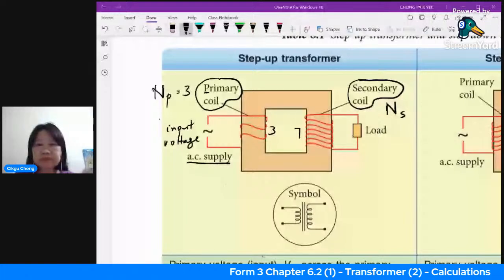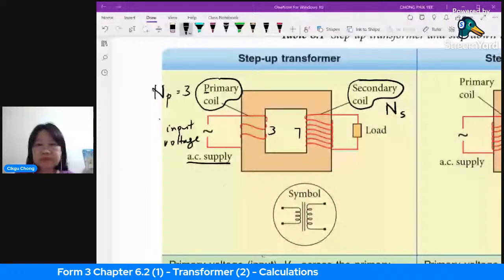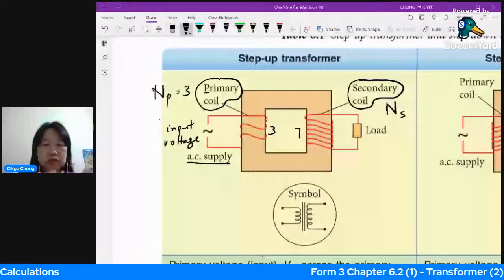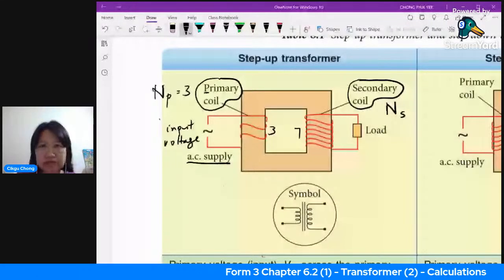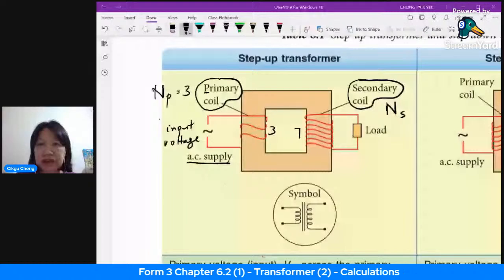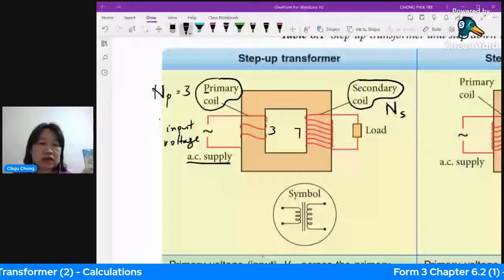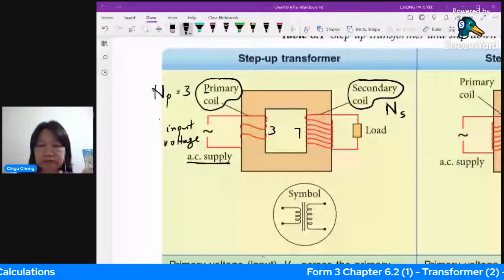Now what else do you need to know to do a calculation? You also need to know your voltage. In the question they will give you 3 of the data, and the other one you will find out for yourself. So here the input voltage, for example, is 240 volts. I want to convert this current with a voltage of 240 into a different voltage.